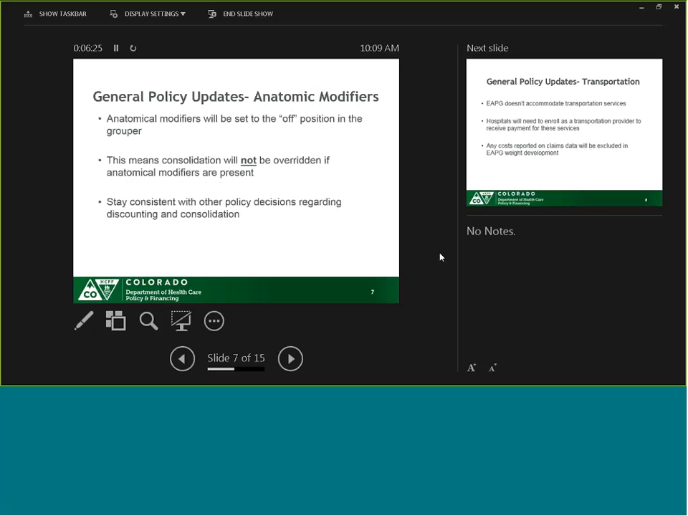Next update is regarding one of the modifier groups that the grouper uses. Last time we talked about lots of different modifiers and modifier groups, and they can be either recognized in a special way by the grouper or ignored, and they'll affect things like overriding on packaging or overriding consolidation. In this case, anatomical modifiers are a set of modifiers like RT and LT, and all the modifiers for all the different toes, things like that. And those modifiers, when they're turned on, would override on consolidation.